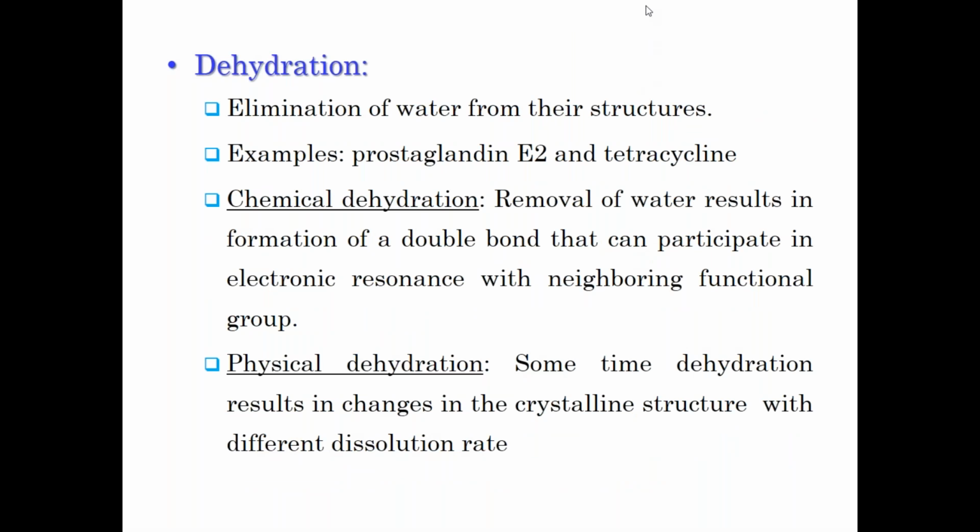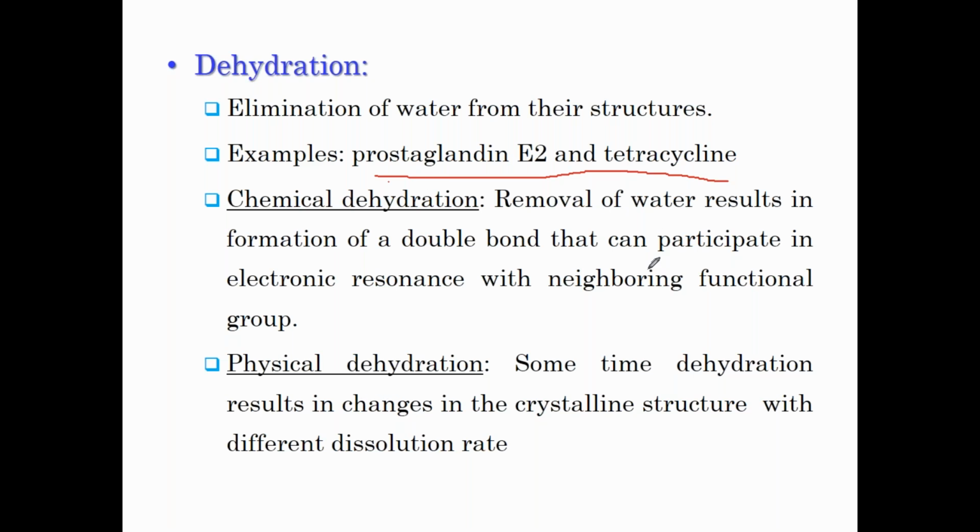Now dehydration. You understand dehydration very well: elimination of water. No doubt, hydration and dehydration are opposite to each other. Examples of drugs, please note down, or it's better to remember these examples: prostaglandin and tetracycline. Try to remember one which is easy for you. Tetracycline is easy for me to remember, like penicillin in the previous case. This dehydration can result in either chemical dehydration or physical dehydration.